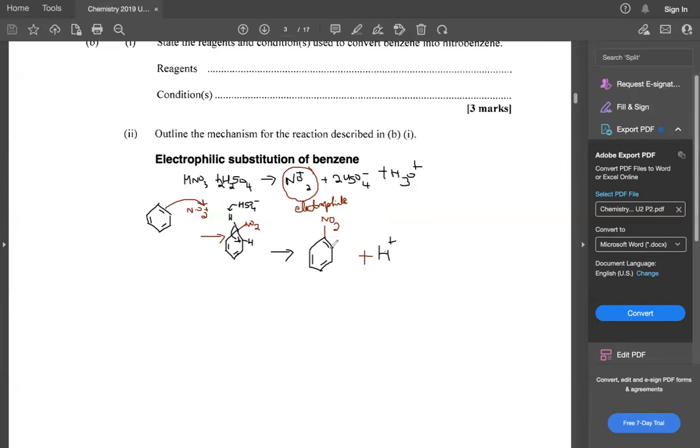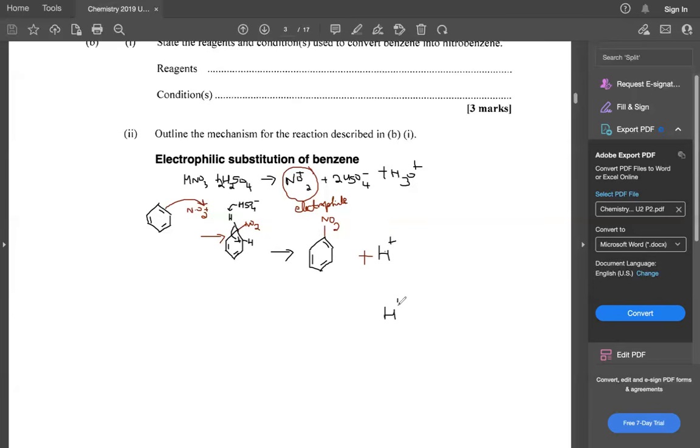So we get our double bond back, and our NO2 is just added up here, and the H plus goes away. So that's how the electrophilic substitution of benzene works. And so the catalyst, or this H2SO4, gets regenerated using this H plus that we get.